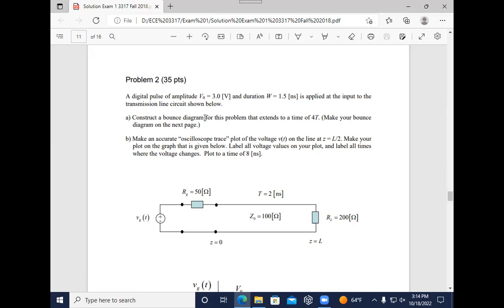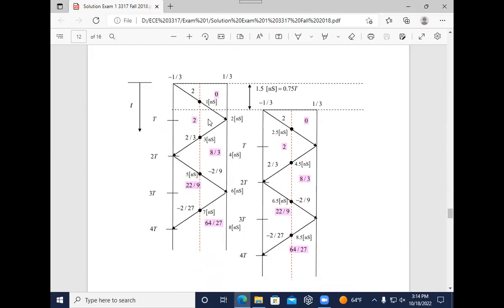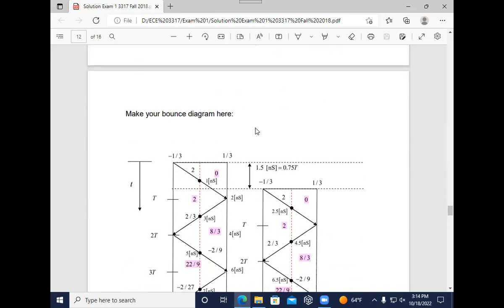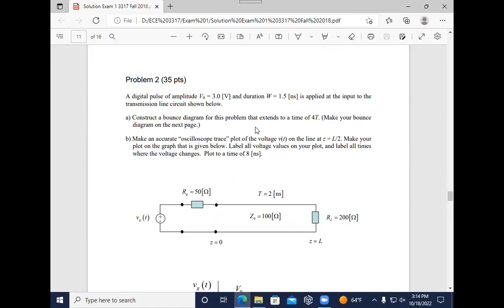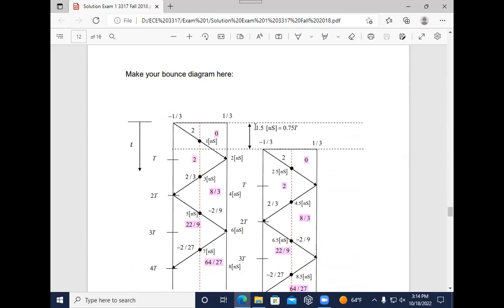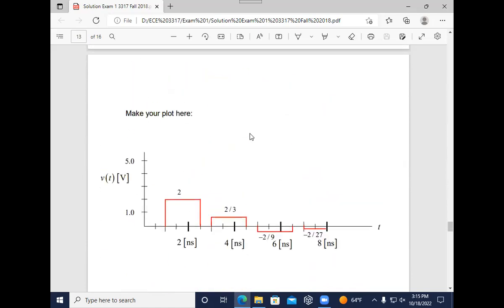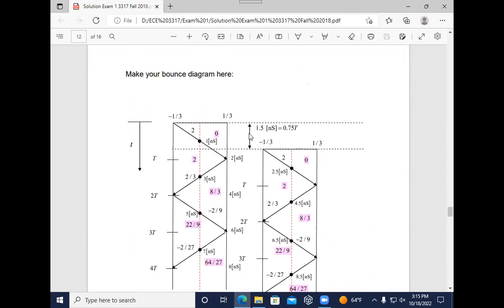That makes sense? For part A, it just says construct a bounce diagram, so you expect just 1 bounce diagram, not 2 of them, right? So this is... oh, yeah, you're right. That is weird. Yeah, that is weird. Why did it do that?